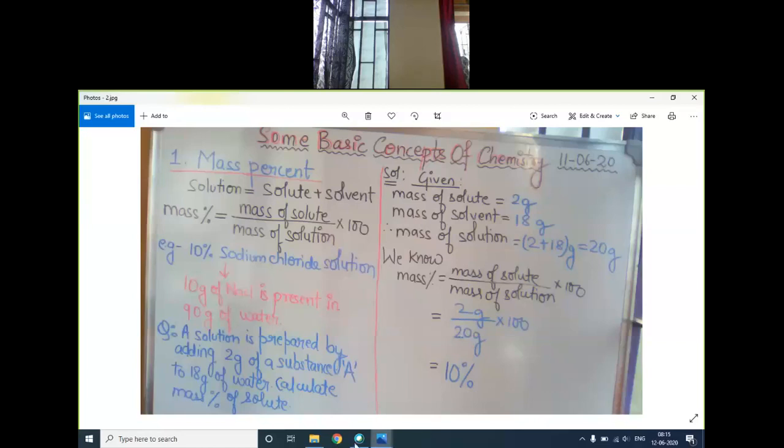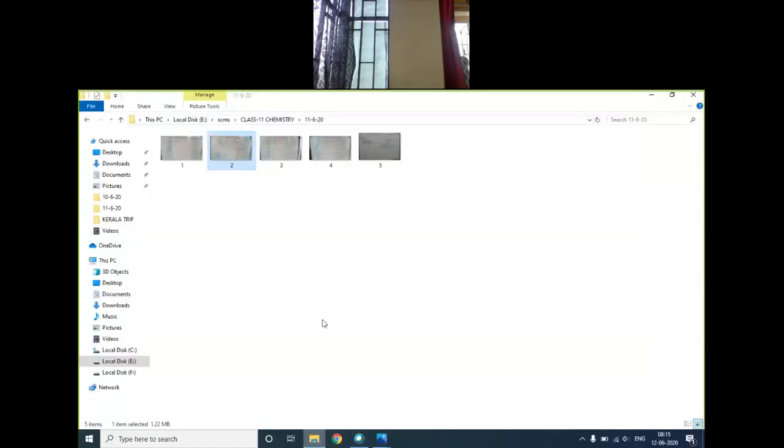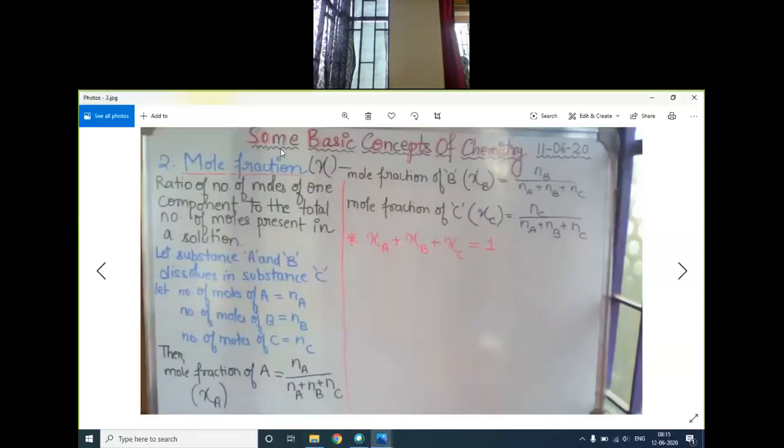Now moving on to the next. Next is mole fraction. It is denoted by the symbol chi. So what is mole fraction? It is once again a concentration term. We can determine concentration using mole fraction also. So what is mole fraction first?